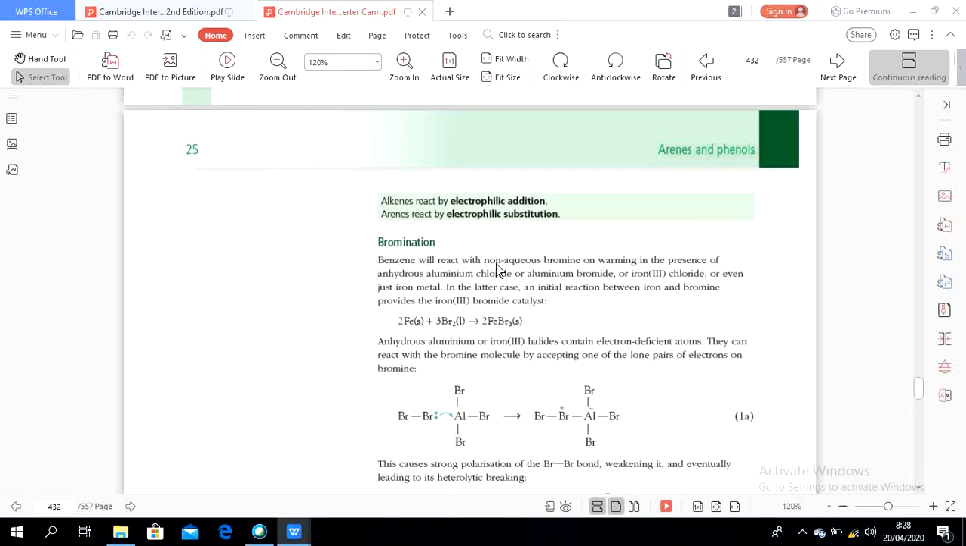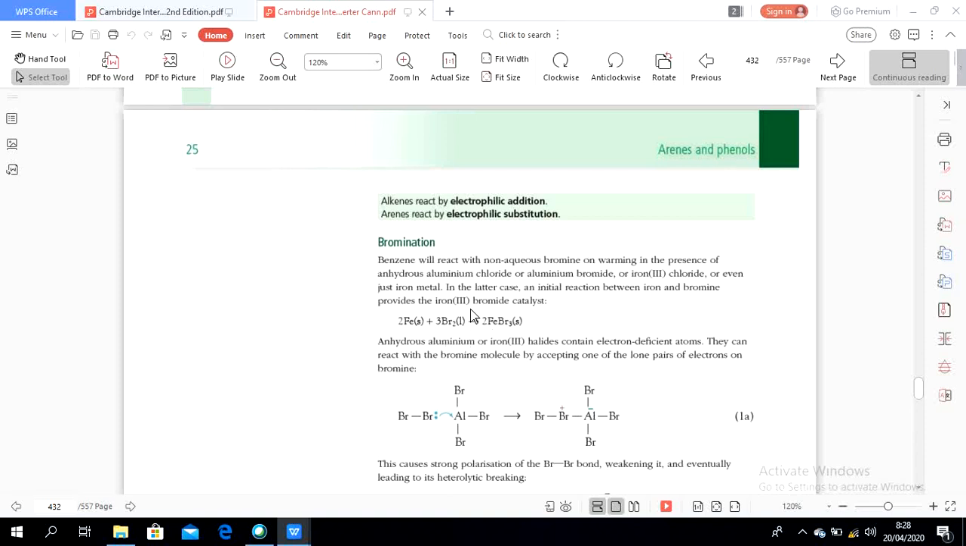Benzene will react with non-aqueous bromine on warming in the presence of anhydrous aluminum chloride, aluminum bromide, iron chloride, or even just iron metal. This one is called the reactant. These are the catalysts. You may choose one of these catalysts. The condition is warm. In the latter case, the initial reaction between iron and bromine provides the iron(III) bromide catalyst.